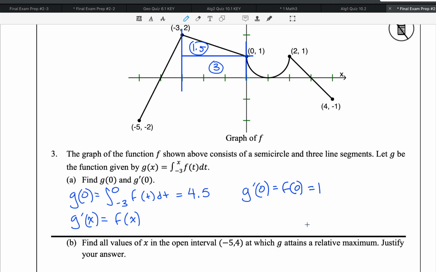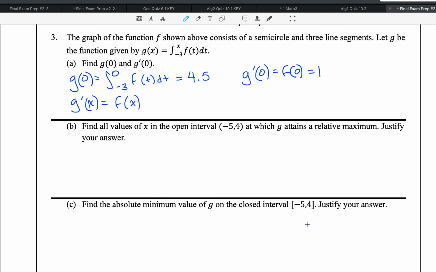All right, no questions? On to part B. Find all values x in the open interval from -5 to 4, where we're at a relative maximum. All right, so it's always helpful to have the definition of a relative maximum. So f relative maximum. What is the definition, Andrea? It's from a positive into a negative.